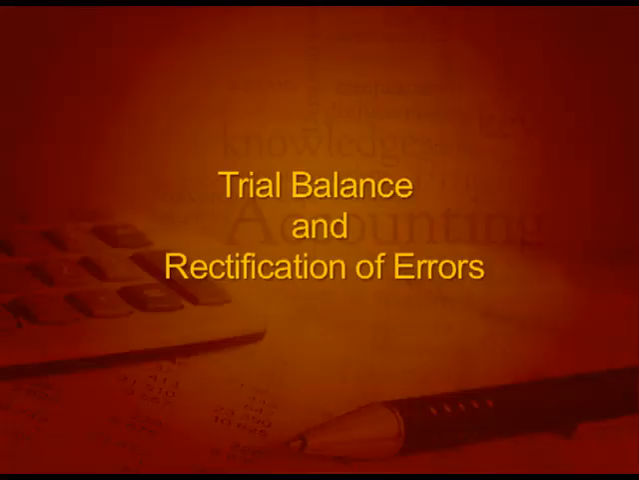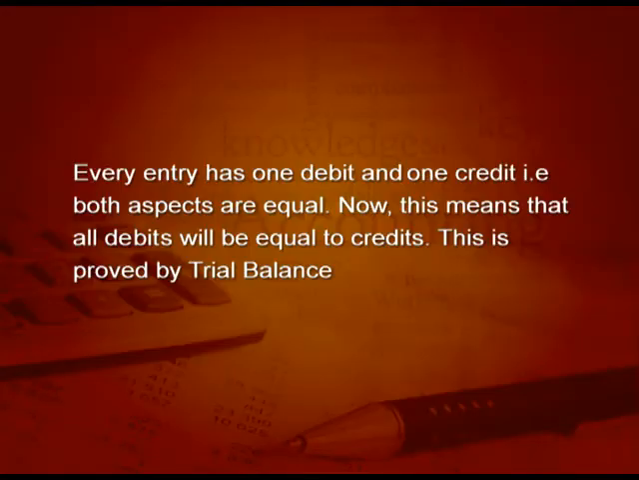Welcome my dear students. Today we are going to start a very important chapter 6, that is trial balance and rectification of errors. Till now we have studied entry has one debit and one credit aspect, and both these aspects are equal. Now this means that all the debits will be equal to credits.